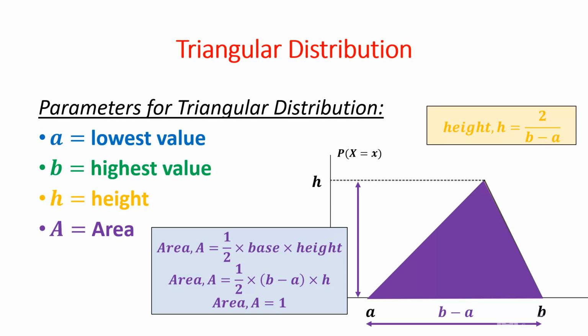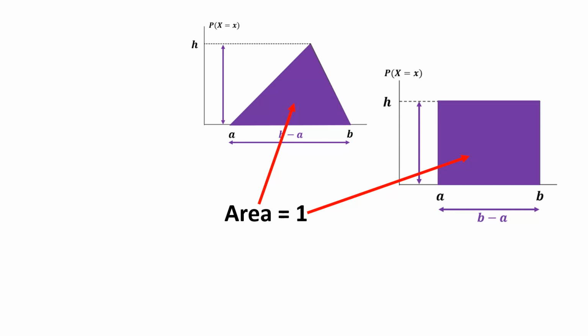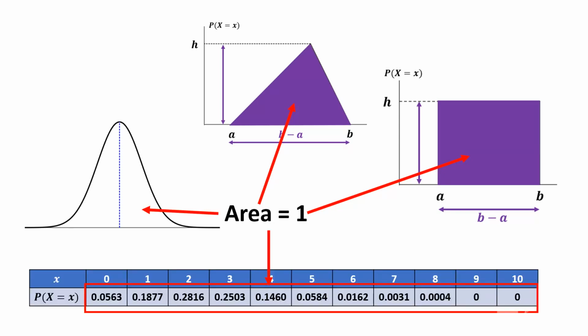We talked about this in the last video, that whether it's rectangular, triangular, normal distribution, even a probability distribution table, the area or probabilities always add up to 1.